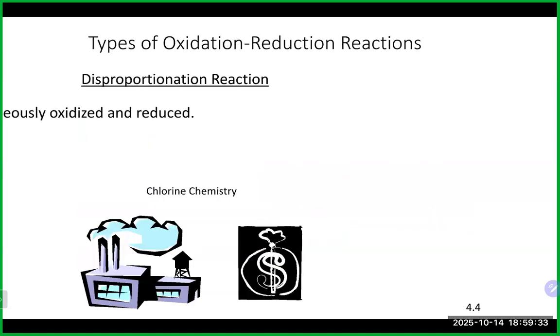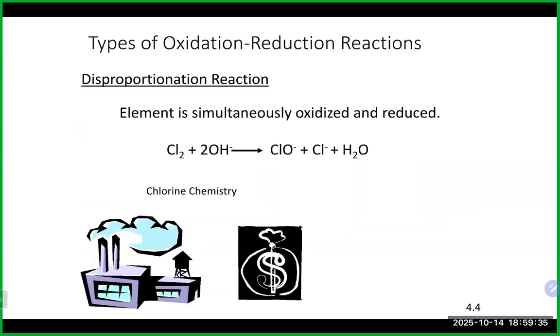And to finish up on this chapter, it is possible for both reduction and oxidation to occur in the same element at the same time. So it is possible the same element will actually be oxidized and reduced in the same reaction. That is what is known as a disproportionation reaction. Basically, both are happening at the same time.